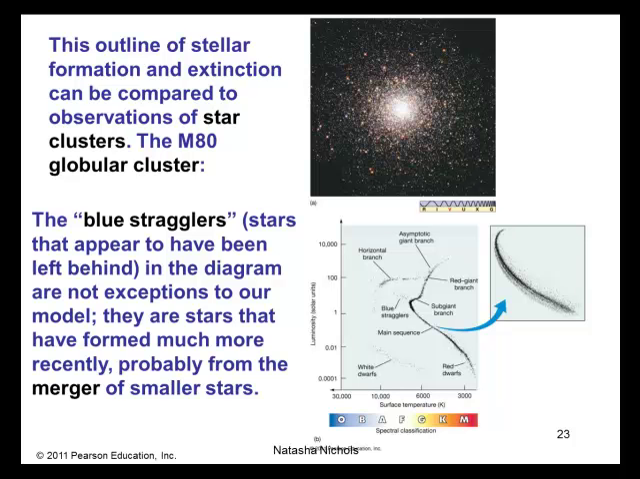This is an outline of stellar formation and extinction of the globular cluster M80. What are called the blue stragglers, and you can see them in the HR diagram in frame B, are stars that appear to have been left behind. But they're not exceptions to the stage evolutionary path we just described. They are stars that have formed much more recently, probably from the merger of smaller stars, which is why they don't follow the evolutionary path just described.